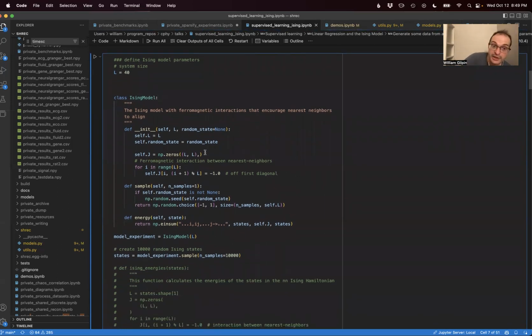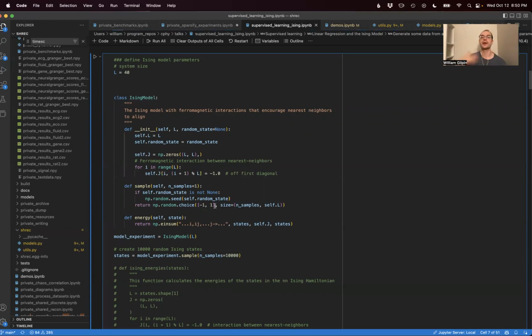Okay, so this is my implementation of it. The important thing here is that this J matrix has this nearest neighbor structure. If you actually go and look at the matrix, that basically corresponds to having diagonal structure, where the diagonal is off of the main diagonal of the matrix. And then all the other elements of the J matrix are 0 for nearest neighbor coupling. Okay, so that defines my model.